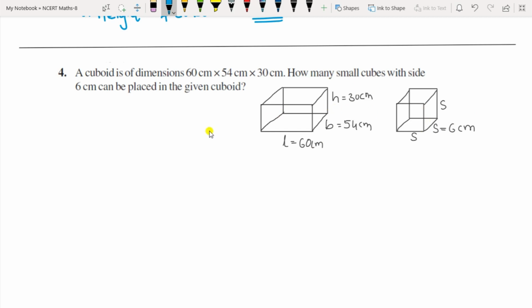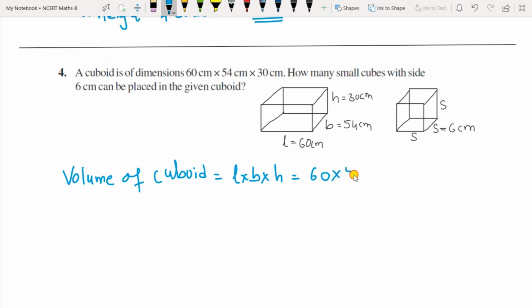So now here the volume of cuboid is L into B into H, that is 60 into 54 into 30. If you don't solve it, that is not necessary in such questions. Then also the answer will be 97200 centimeter cube. But if you keep it as it is, no problem.